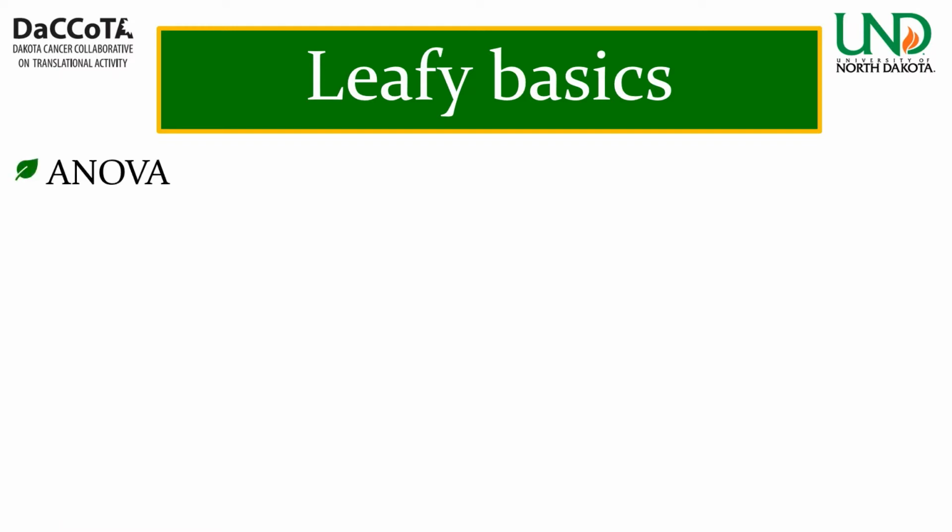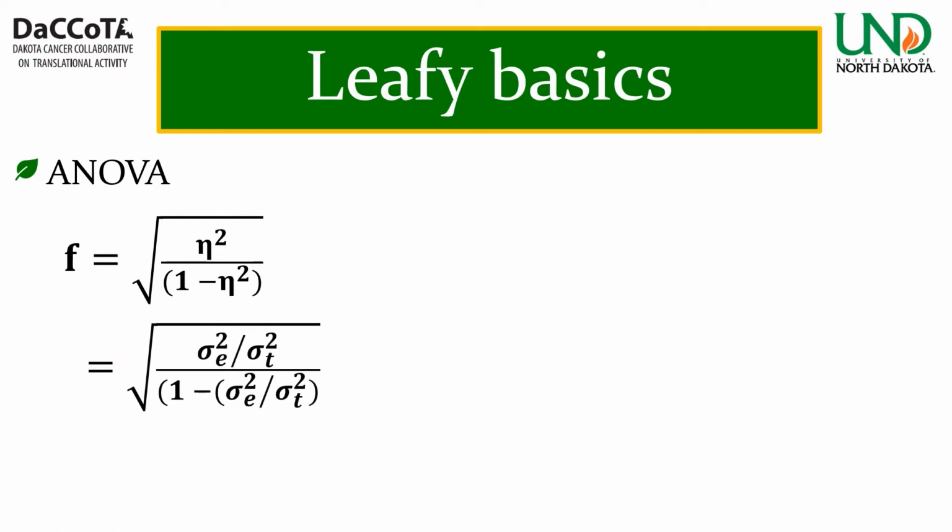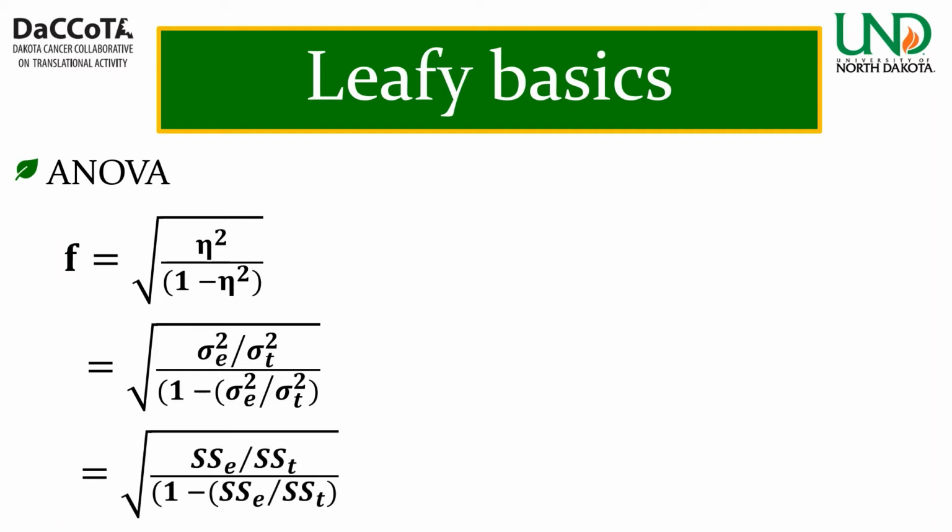For ANOVA, effect size is denoted by f. It involves eta squared, this Greek letter here, which is the ratio of an effect's variance and total variance. So we can show this here: effect variance divided by total variance. Another way of putting it is the ratio of the effect sum of squares divided by total sum of squares. And that's more helpful if you're actually doing ANOVA and getting tables out.